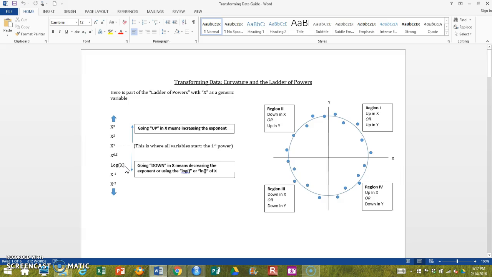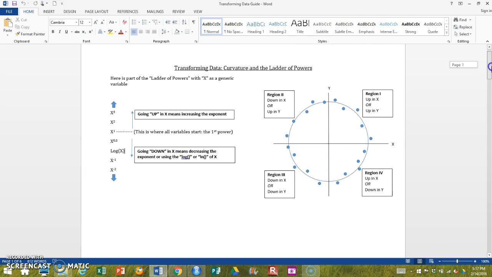And that will give us different kinds of relationships between our variables. Now you might say, how am I going to know when to use this and where to use this? This is where this guide comes in. Each of these 4 segments shows us 4 possible types of curvature that we can see. So just focus on one region at a time. And that's what I have down below here, is one region at a time.